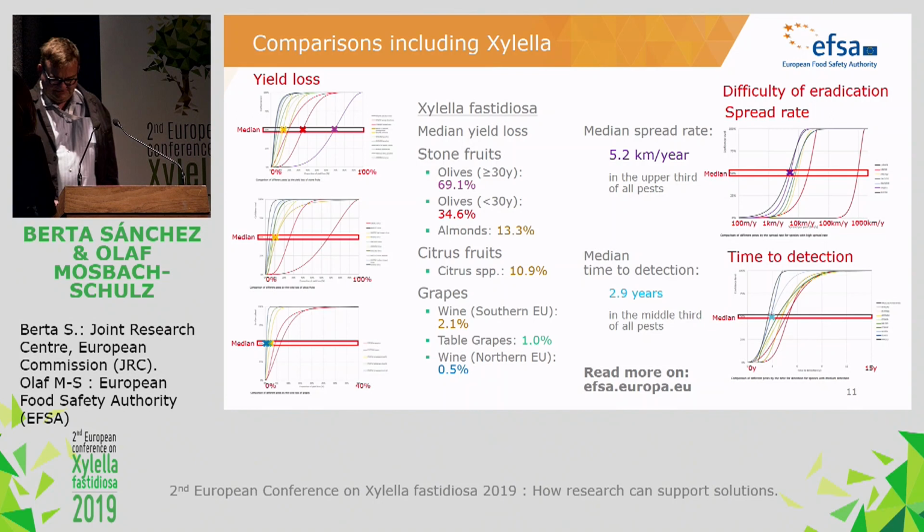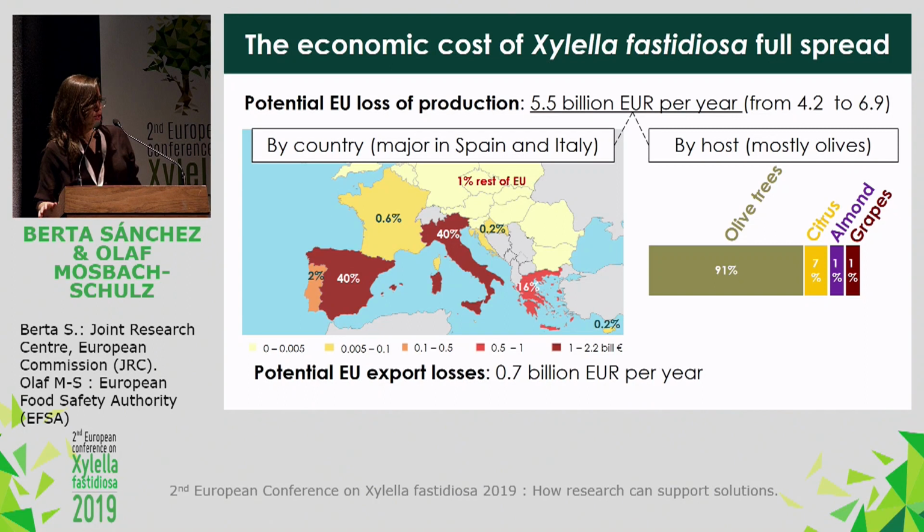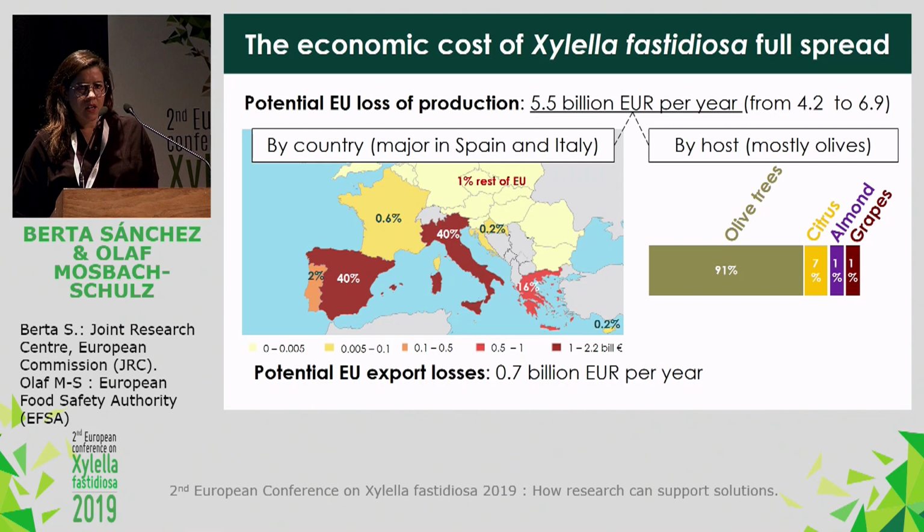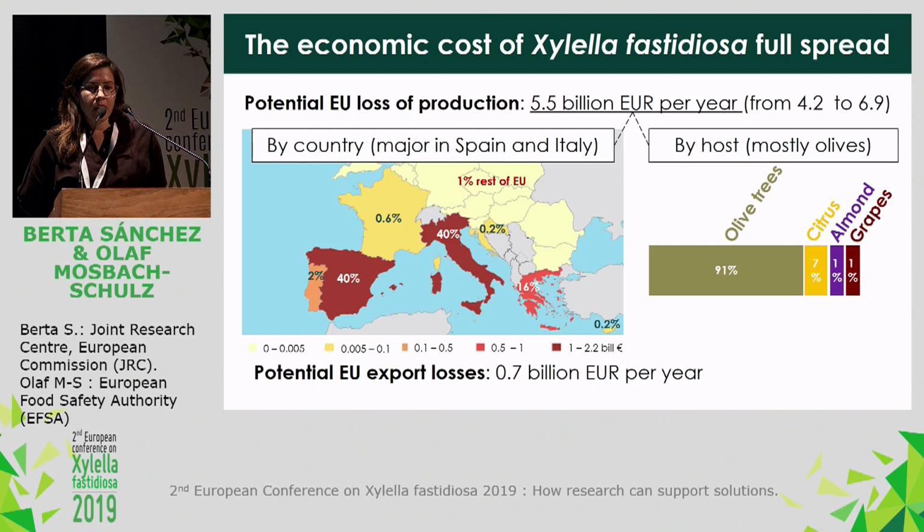So, thank you, Olaf. I think we are short of time, so I will go fast. Some of the results of our indicators for the Xylella fastidiosa: we estimated a loss of production for the European Union based on the EFSA parameter of 5.5 billion euros per year, mainly in the Mediterranean areas, and the analysis was for these four hosts, and the damage was mostly for olive trees production. We estimated potential European Union export losses of 0.7 billion euros per year.